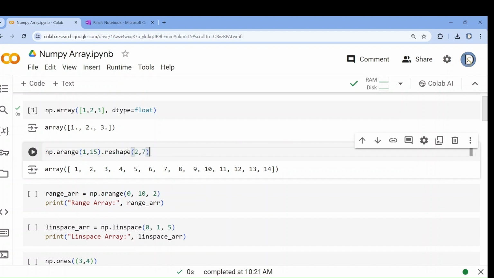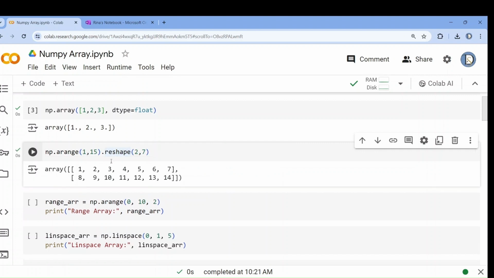Now suppose I reshape it with 2 comma 7, then what will happen? Let me show you. 2 means 2 rows, 1 row, 2 row. 7 means 7 columns. See 1, 2, 3, 4, 5, 6, 7. So it has become 2 rows, 7 columns. You can write something else like, suppose, 3, 5.